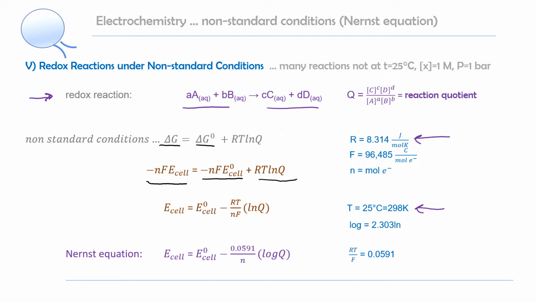Okay, so just rearranging some of the parameters in these equations. If you divide both sides of the equation by negative nF, that leaves you on the left with the cell potential under non-standard conditions equals the cell potential under standard conditions. And we took this RT and divided by negative nF. So now we have negative RT over nF ln Q.